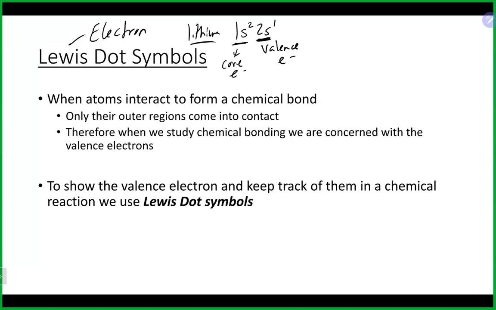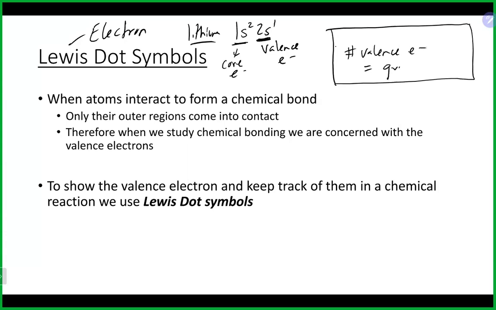Now, you could write the electron configuration for valence electrons, but nobody wants to do that. Again, a reminder that the number of valence electrons equals the group number on the periodic table. So everybody in group 1 has one valence electron, everybody in group 2 has 2, 3, 4, 5, 6, 7, 8, as you go all the way across.